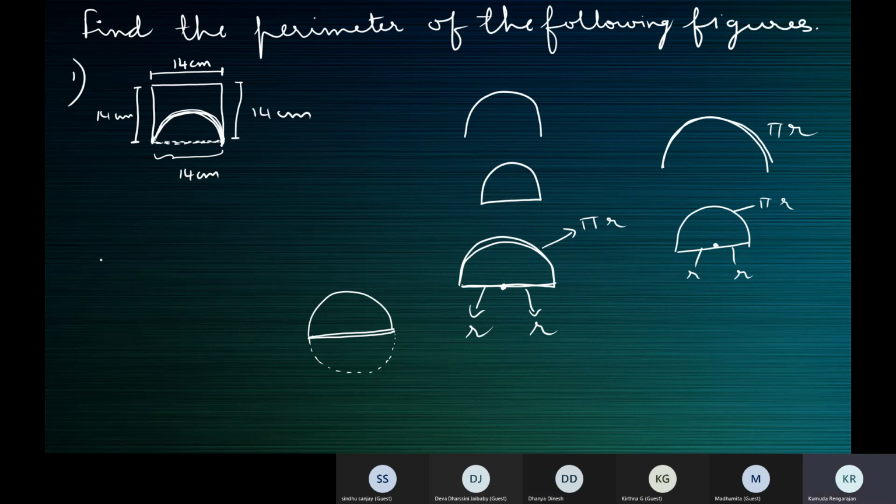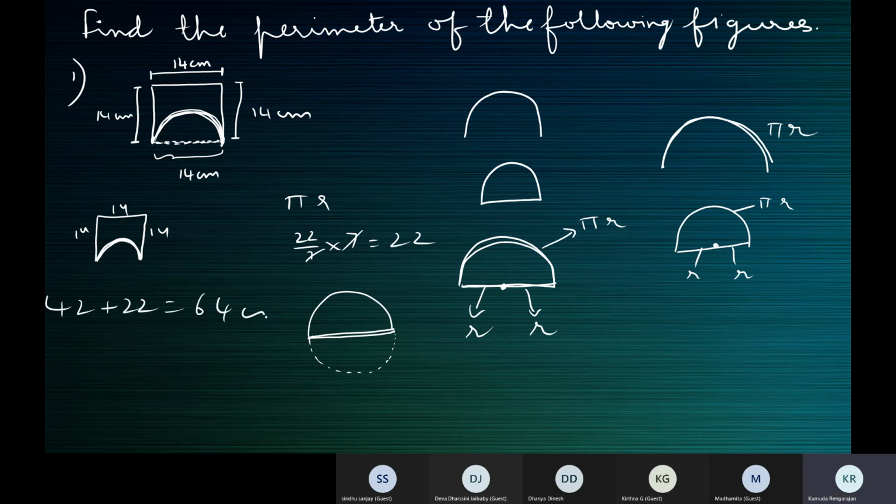Now this figure is made up of a line segment which is 14 centimeters, another which is 14 centimeters, and another which is 14 centimeters. So 14 plus 14 plus 14, 42 centimeters, plus pi r plus pi r, where the value of r is not 14, it is 7. So what is pi r? 22 by 7 into 7, that's 22. So 42 plus 22, 64 centimeters is the perimeter of the given figure.